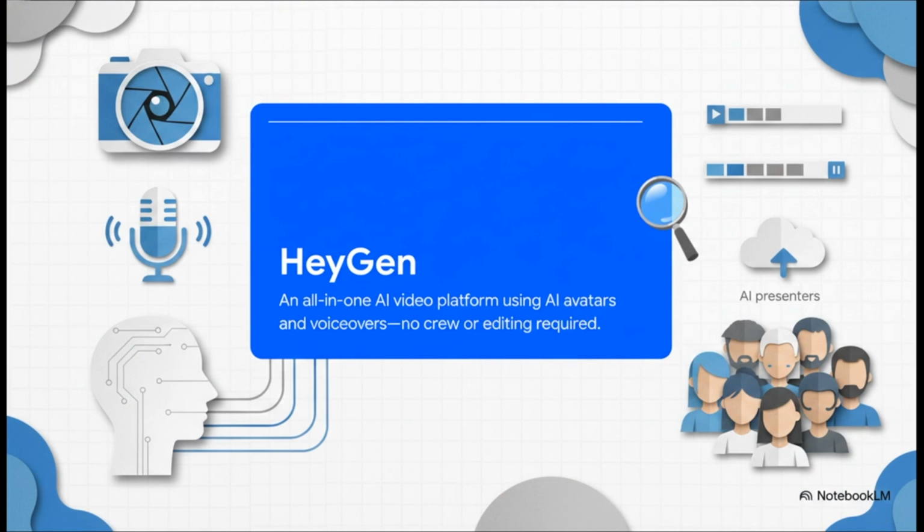So what exactly is HeyGen? Well, think of it as an all-in-one platform that basically hands you the keys to an entire video production studio. You can create amazing videos using AI presenters and voices, and you can completely forget about needing a film crew or any complicated editing software. We're about to walk through a complete professional workflow from the very beginning to the final cut.